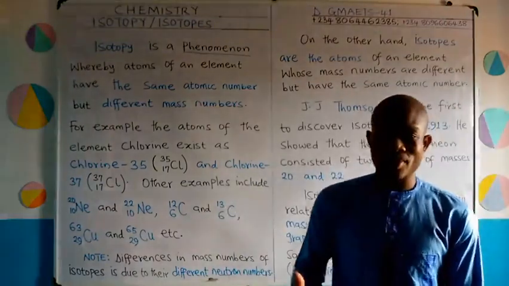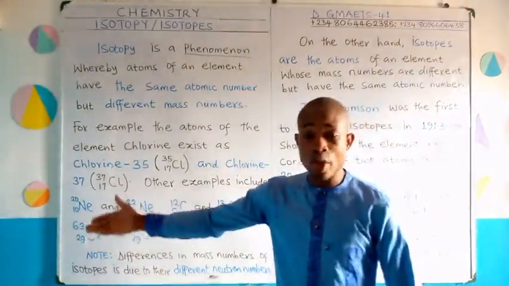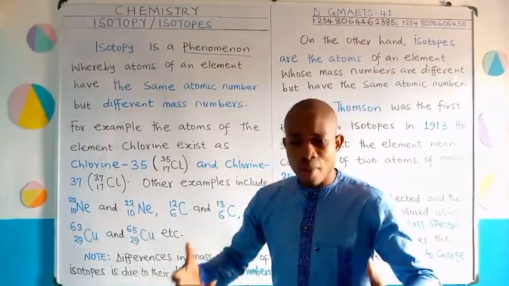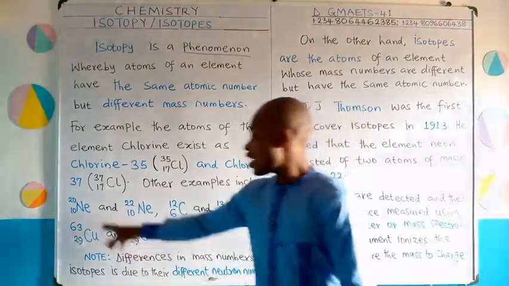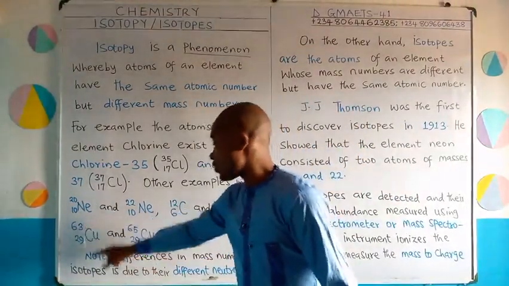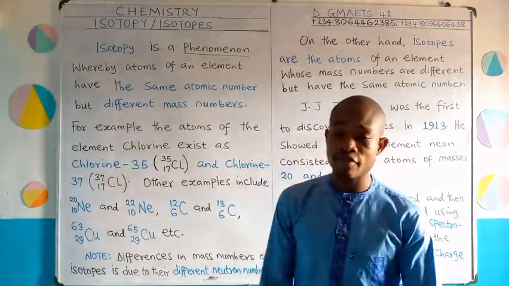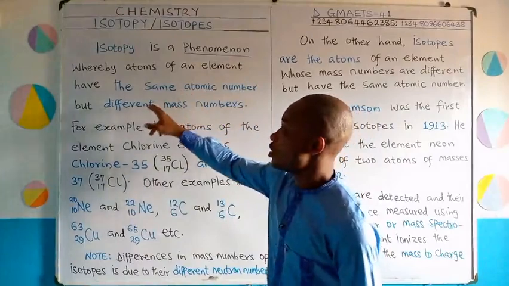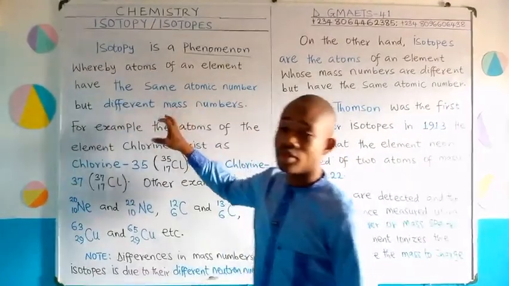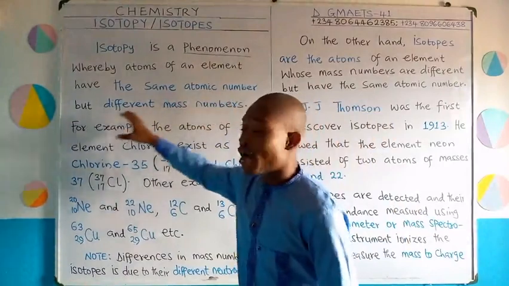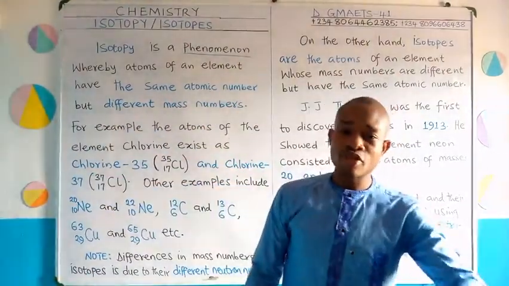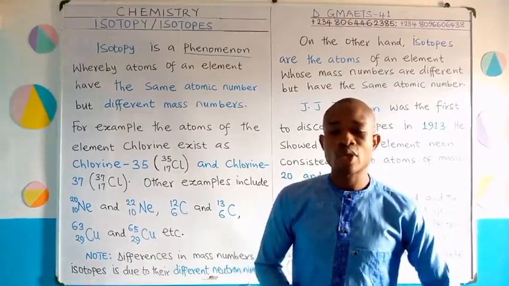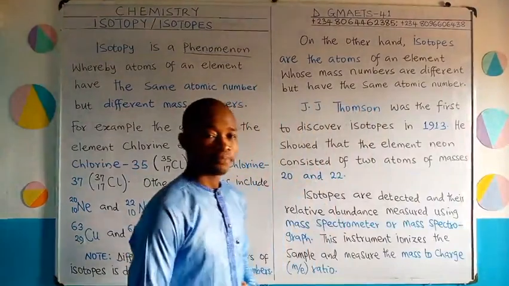We have other examples. We have that of neon, neon 20 and neon 22. We have carbon 12 and carbon 13. We also have the element copper having two atoms, copper 63 and copper 65. So the occurrence of an element having two or more atoms, where the atomic numbers are the same but mass numbers are different, that phenomenon is what we refer to as isotopy.